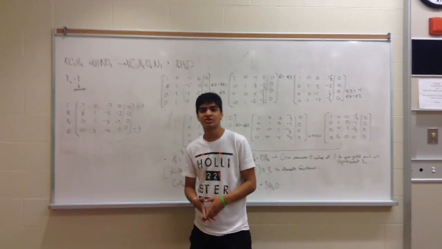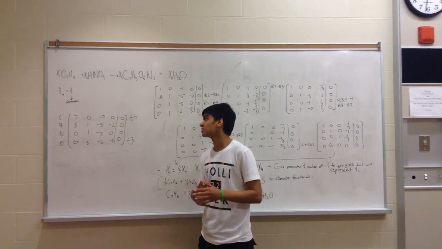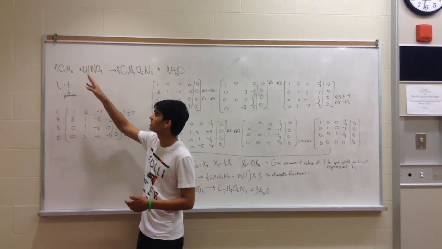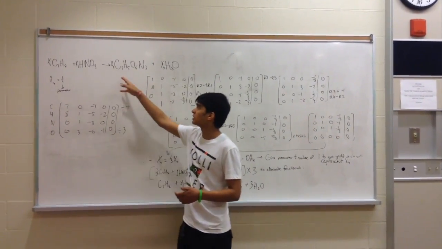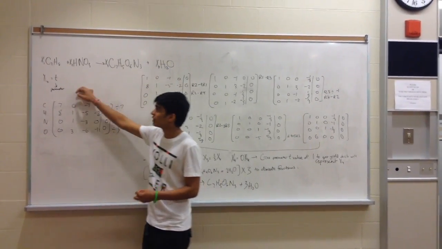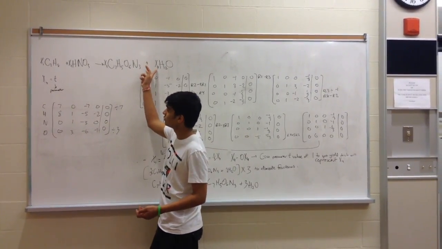Now we can move on to question 2 of part 1 of the calculus performance test. So in this one, we had to balance another chemical equation, which we had C7H8 plus HNO3, which becomes C7H5O6N3 and H2O. And so once again, we keep coefficients as x1, x2, x3, and x4, which we can solve using a matrix.